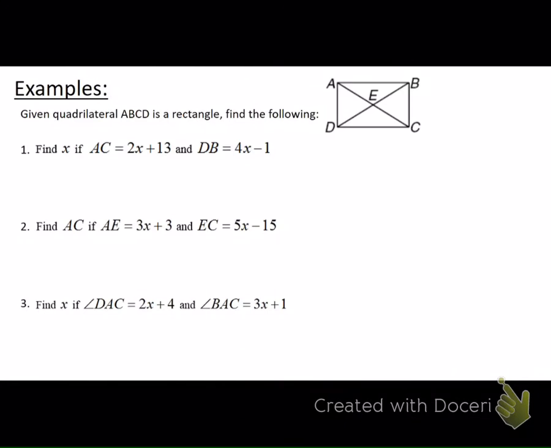All right, so let's use our properties. Given that quadrilateral ABCD is a rectangle, find the following. Find x if AC is 2x plus 13 and DB is 4x minus 1. What do you guys know about AC and DB? They're congruent. So what can you do when two things are congruent? We can set them equal. Diagonals of a rectangle are congruent.